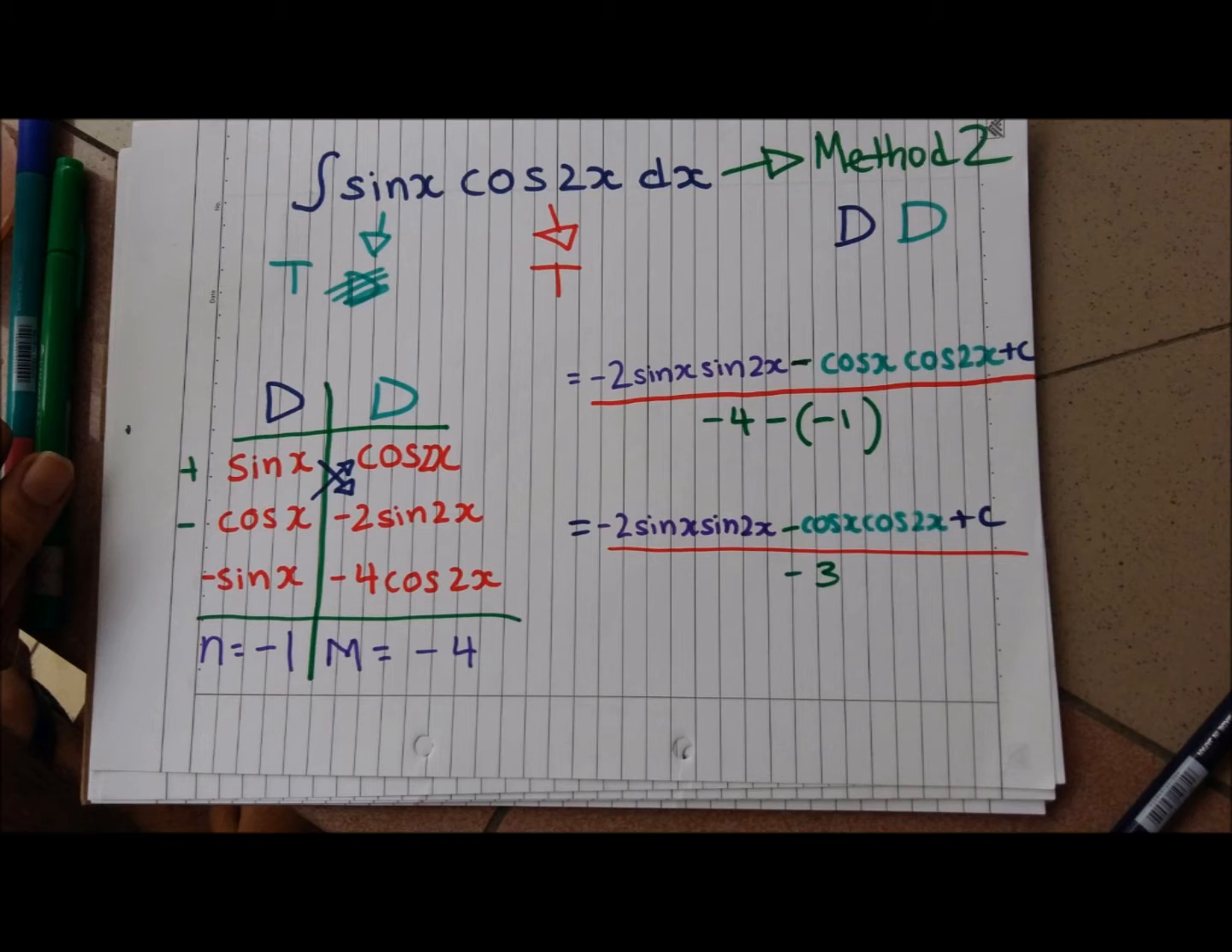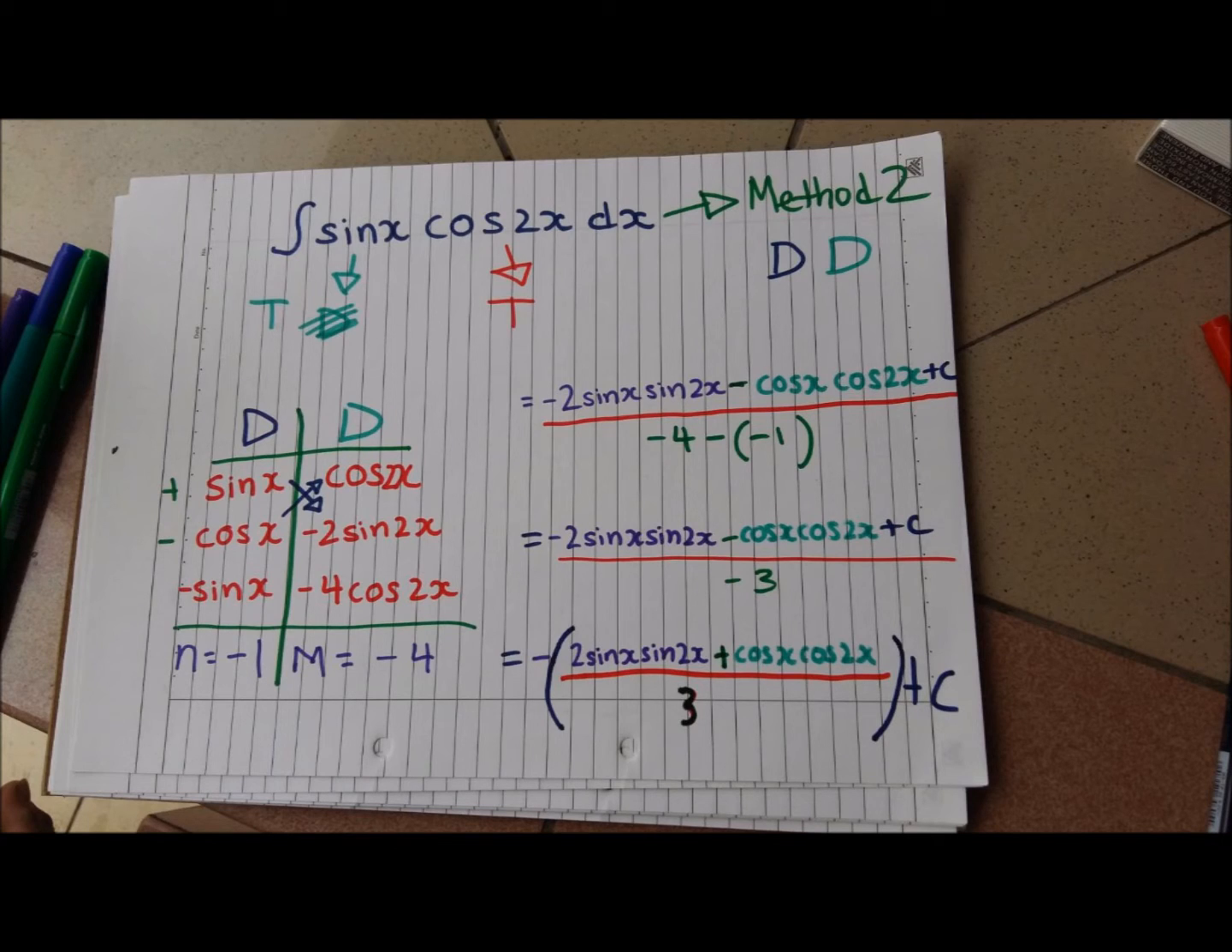After getting this equation, you can make it positive by changing the sign. By taking out the negative, it gives me 2 sine x sine 2x plus cosine x cosine 2x over 3, plus c. So this is it. Here we are ending teaching you how to do DD and DI method. Hope you understand. Thank you.